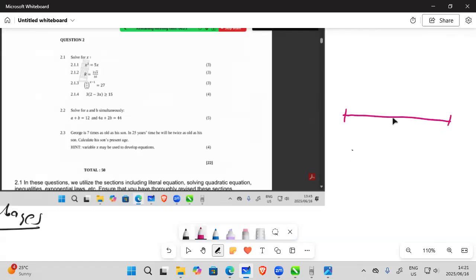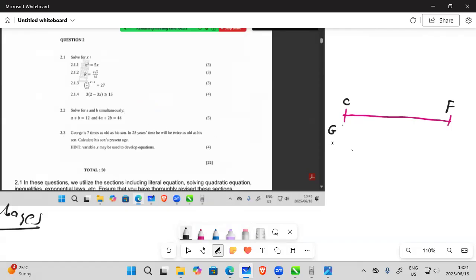And so when you do this, you'll always be working with either current and future, or current and past, or future and past, whatever it is. But it's always past, present, and future. And so if you look at this here now, we're dealing with current and in 25 years' time, future. So we've got current and we have future. Okay, currently, George is 7 times as old as his son. Now, this is what's very important.